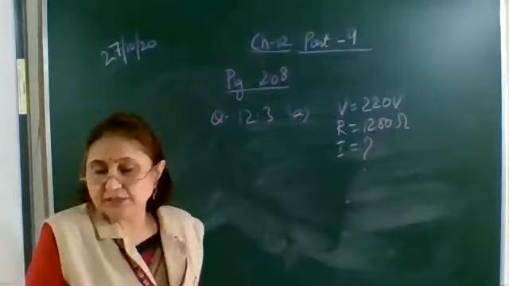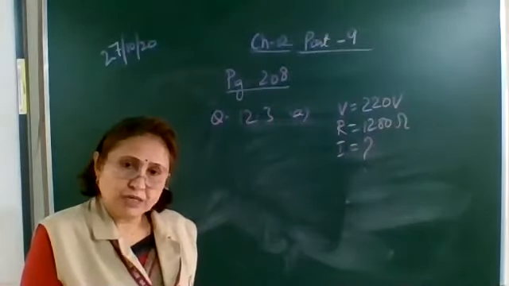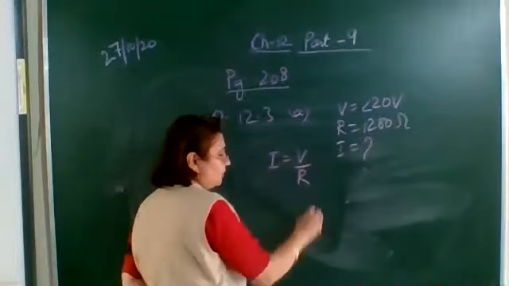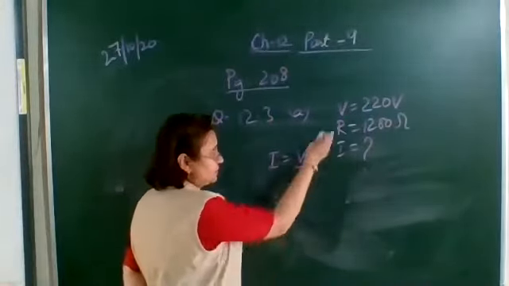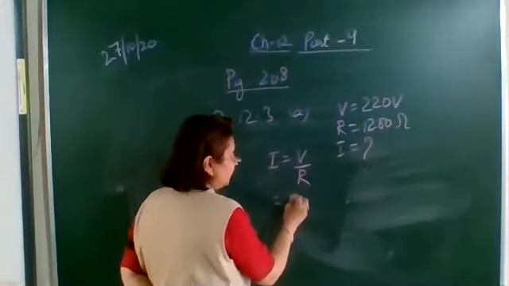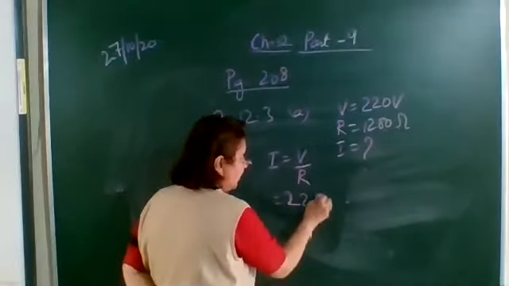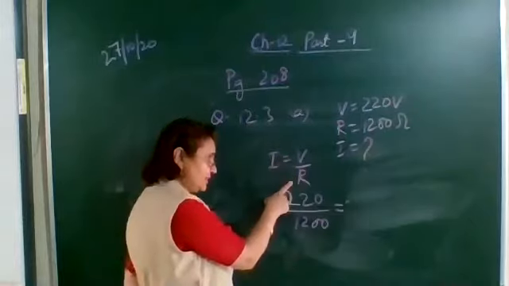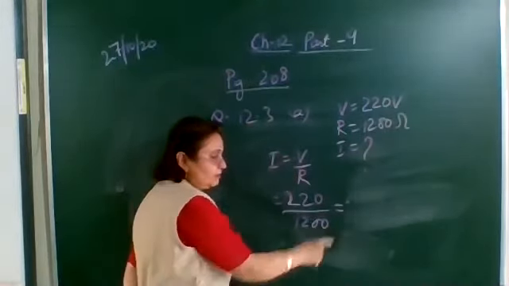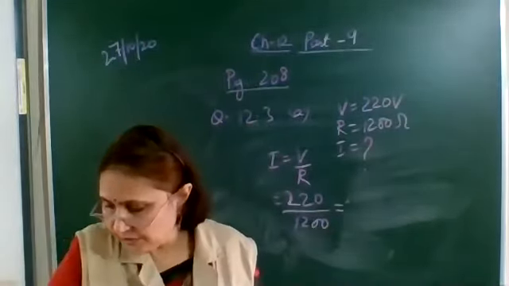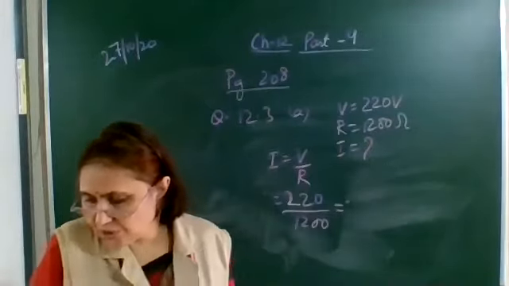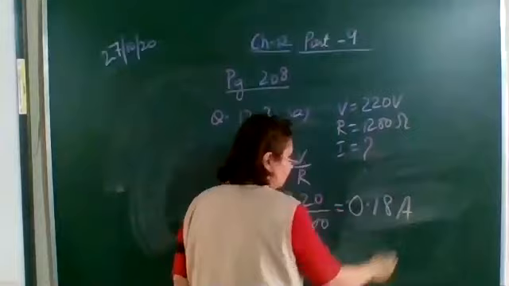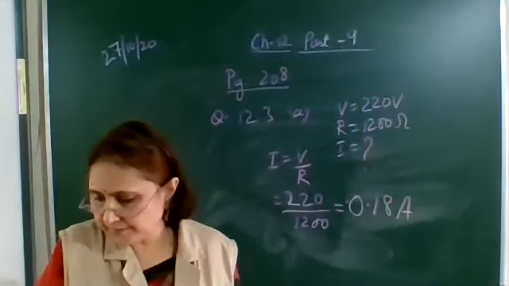Okay, we know that I is equal to V upon R. Substitute the values. V is 220 volts and the resistance is 1200 ohms. V is given in volts, resistance is given in ohms, so when you solve it, you will get the current in ampere. When you simplify, it comes out to be 0.18 ampere.